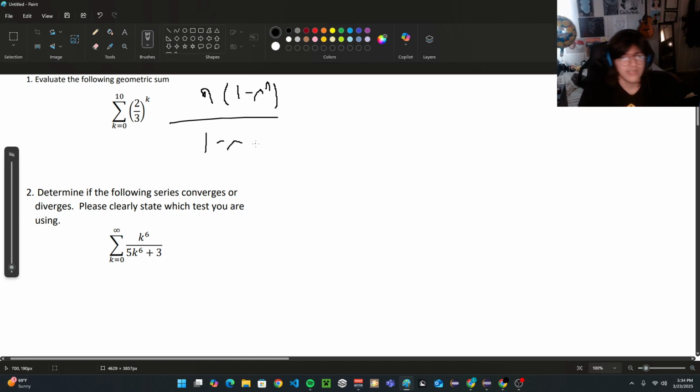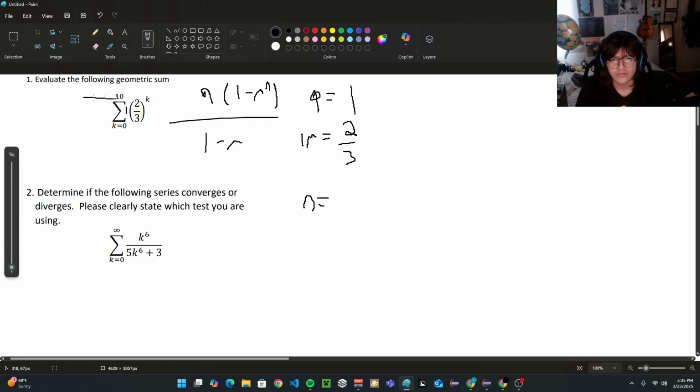Now we have to know what R is, what A is, and what n is. Our A is equal to 1. It's essentially what's outside the parentheses, what's being multiplied by R. And our R is 2/3. And then our n is the number up here plus 1, so it would just be 11.